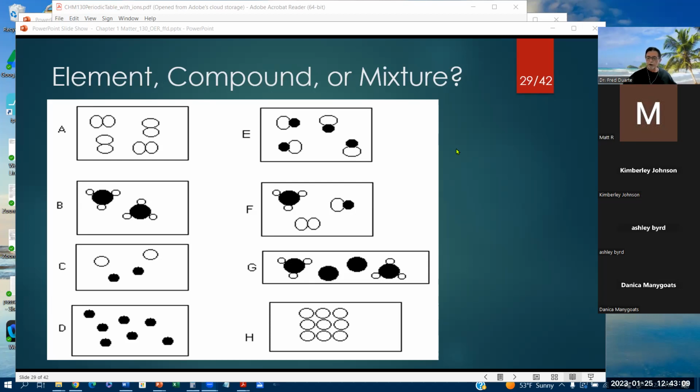What is A? Well, for example, A indicates an element, specifically a diatomic element, okay? B, we have a dark circle with three lighter circles around it, okay? Again, that means a compound because it consists of two different elements. And so that is a good example of a compound. In fact, if we wanted a specific example, that could be ammonia.